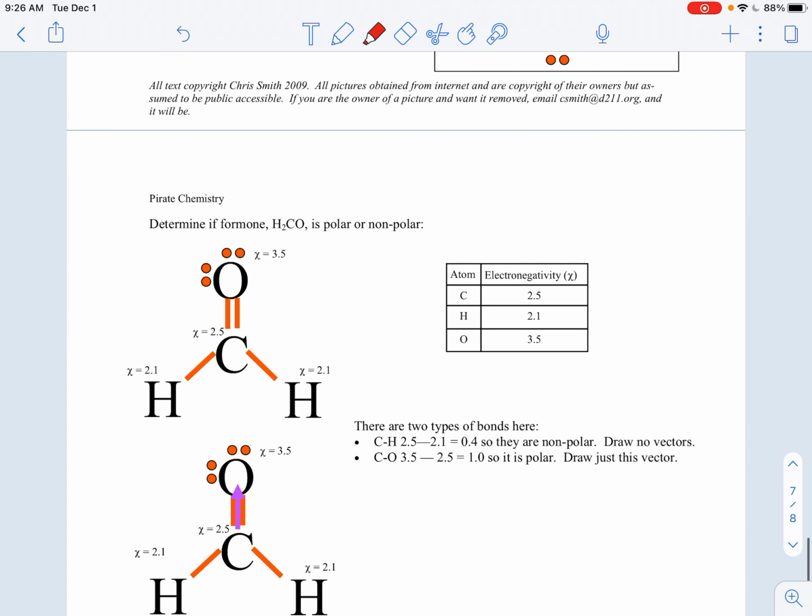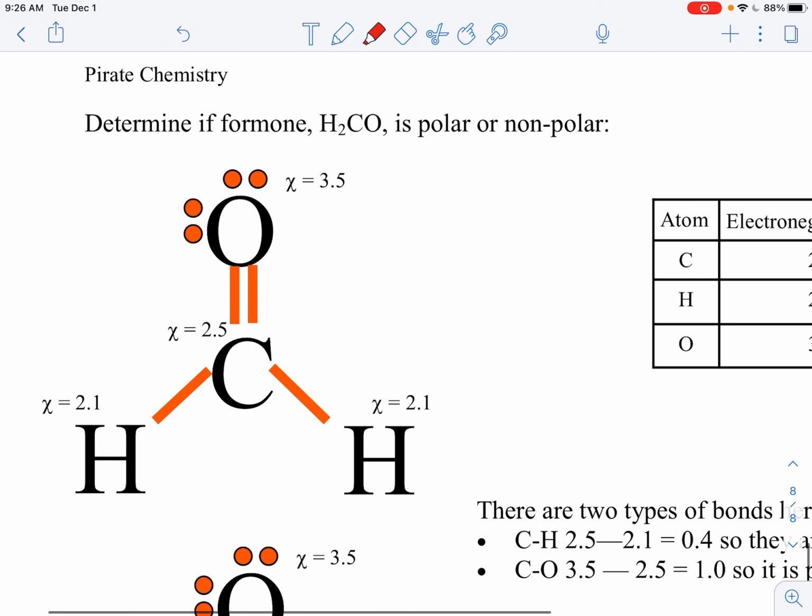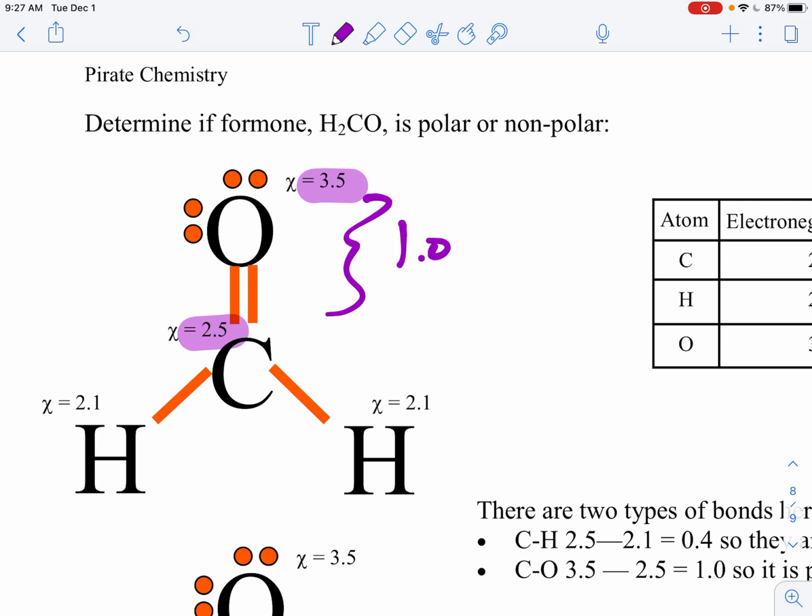One more example. Check out this guy. All right, this guy's getting kind of complicated, right? Well, let's check him out. I've got a 3.5 and a 2.5. So the difference between here is 1.0. That's worthy of drawing an arrow. So I'm going to go ahead and I'm going to draw in an arrow from there to there.